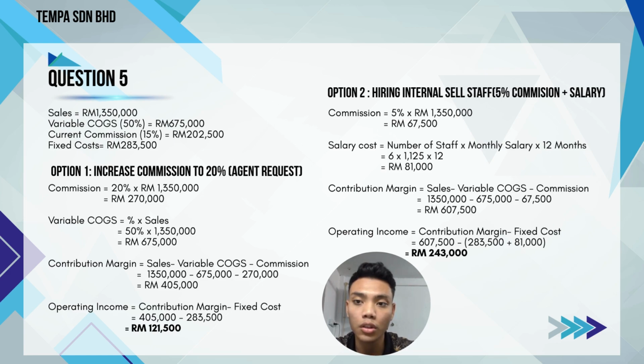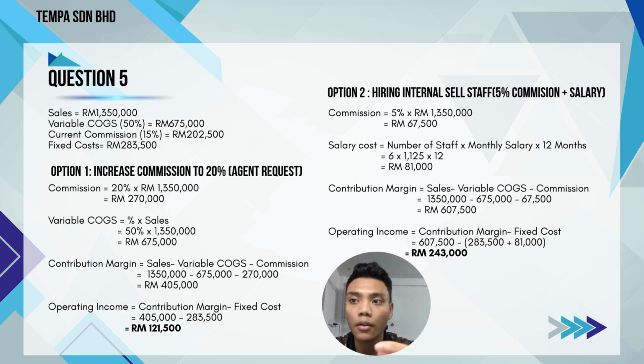So we get the total contribution margin is RM 405,000 ringgit. After that, lastly we will get the net income, the total net income for option 1, by minusing the contribution margin with the fixed cost. So we get the net income RM 121,500 ringgit. So that's the net income for option 1.